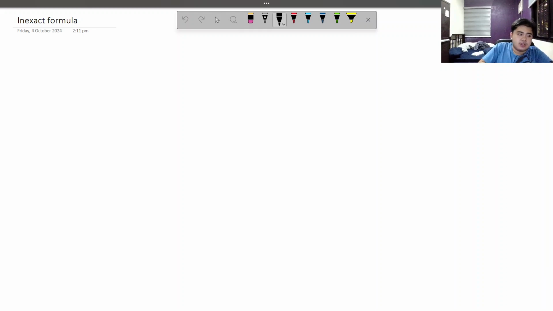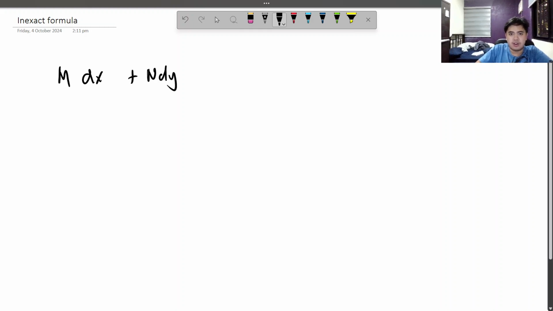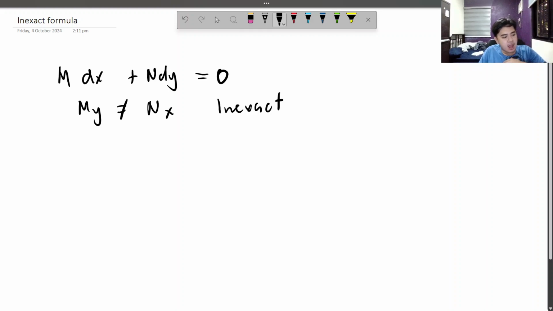Well, let's say m dx plus n dy is a differential equation, and my is not equal to nx. This makes it inexact. This is not an exact differential equation. So how do we reconcile it? How can we make this exact? Well, can we multiply both m and n such that they would be exact again?